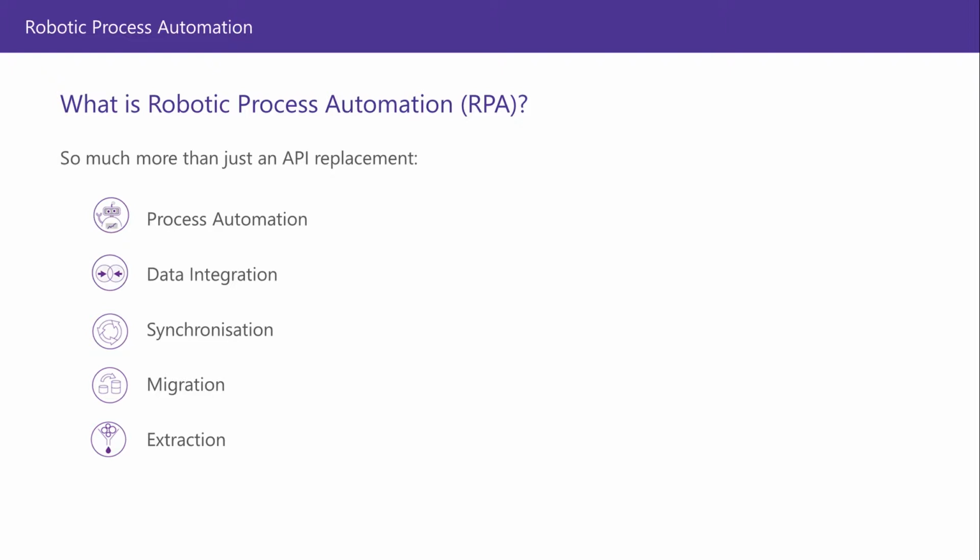Synchronization. You might have multiple systems that need the same data in them. What happens when one system is updated? How do you synchronize that data across all other systems? Robotic Process Automation will help you do that.